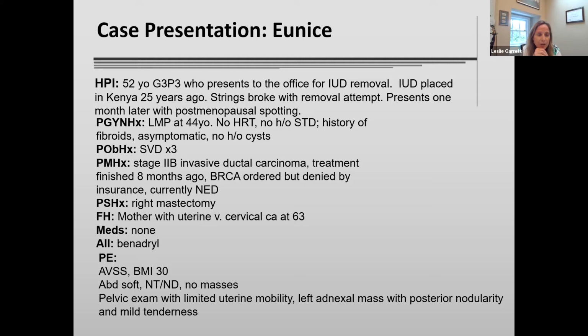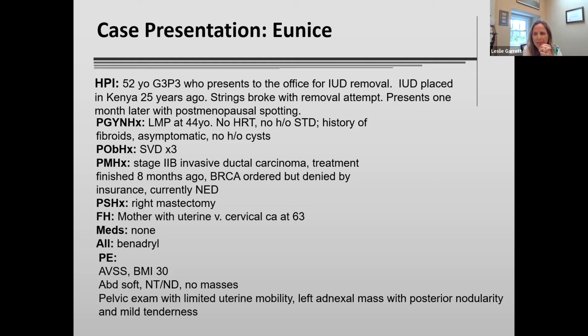She has a personal history of stage 2B breast cancer. BRCA was ordered because she was young when she got it, but denied by her insurance. She was done with treatment and currently without evidence of disease, having undergone a mastectomy. She had a mother with maybe uterine, maybe cervical cancer, unclear. On physical exam, especially the pelvic exam, there was limited mobility of the uterus, and a left adnexal mass with some nodularity and some tenderness was appreciated.